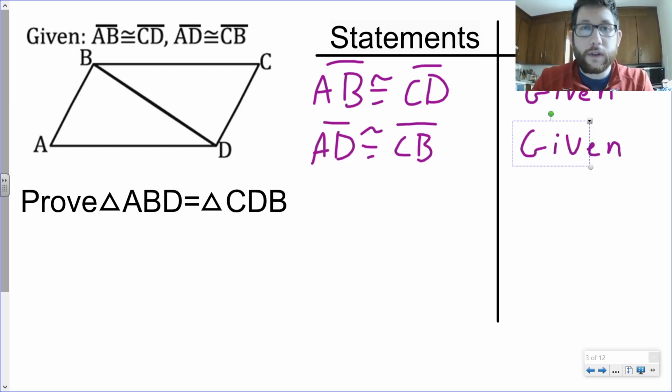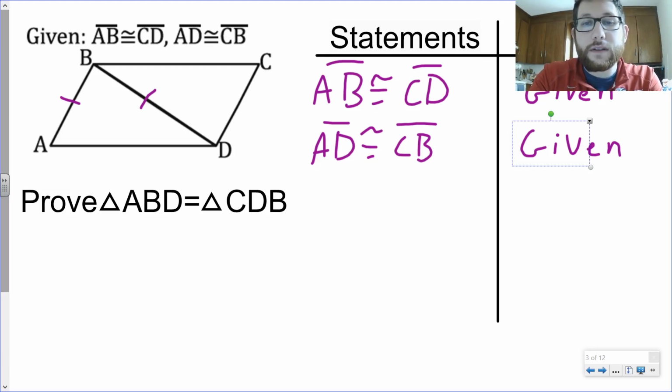All right, hopefully we're feeling good so far. So I've got my 2 given statements. The next thing I want to do is look for reflexive angles, or reflexive sides, and vertical angles. I don't have any vertical angles, but look at this, BD. And in fact, if you want, you can actually mark the triangle as you're going.